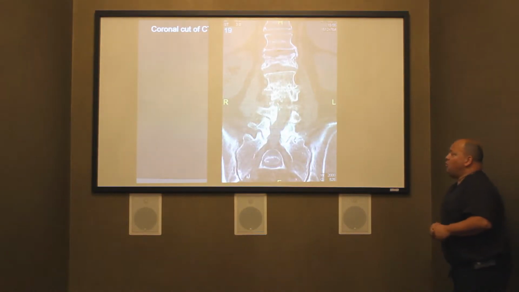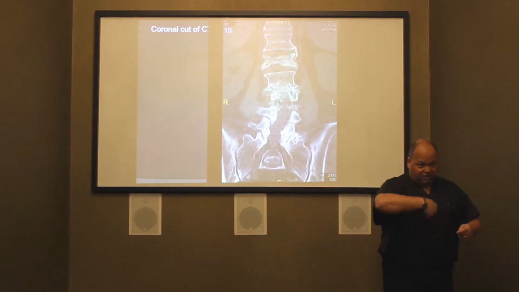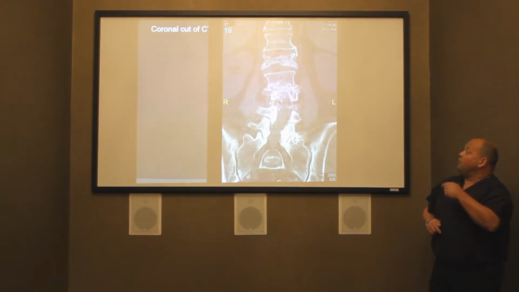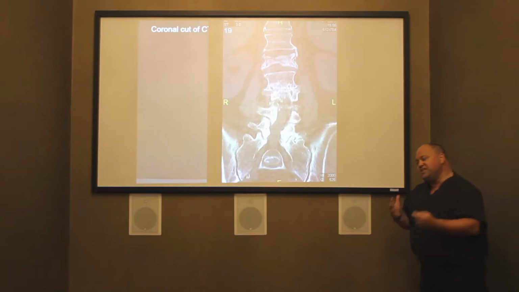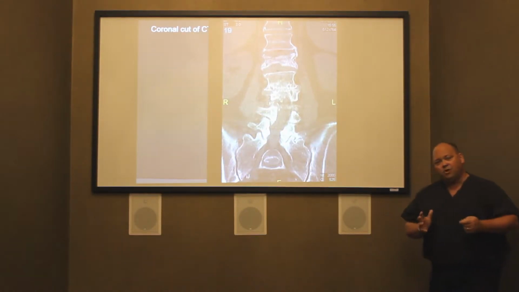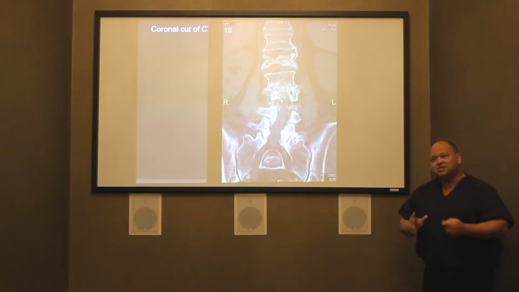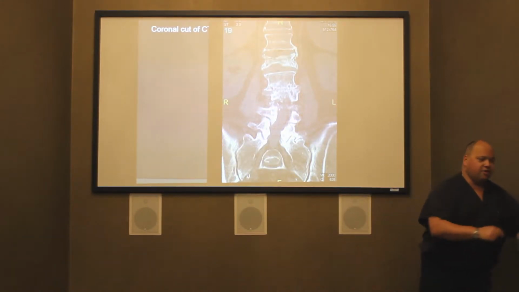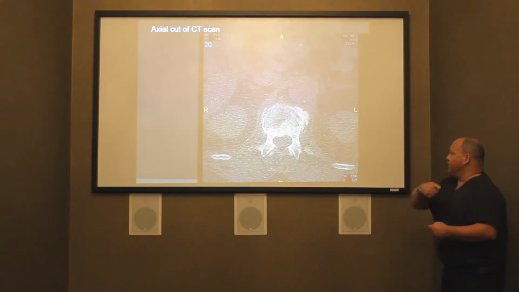This is a coronal cut, a picture looking at the patient straight on. And again, we can see the area where that fracture has occurred, with nice normal bone here. So you can see that the CAT scan gives you phenomenal bone detail, but it just doesn't tell you if that fracture happened a week ago, a month ago, or 10 years ago. And that's really important when you're trying to work these up.